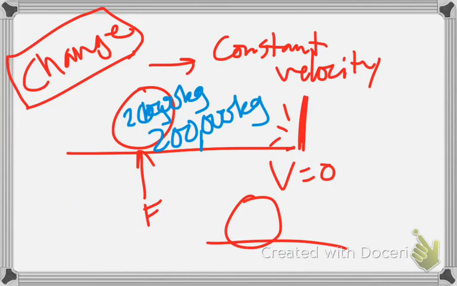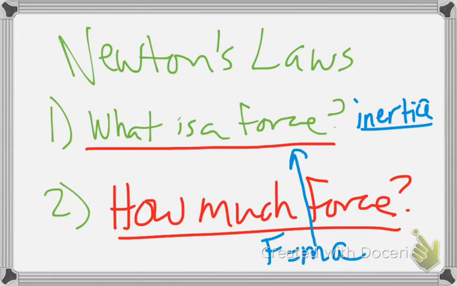So that mass is just telling us how hard is it going to be to get this thing to change its motion, to get it to start moving, to get it to stop moving, anything like that. So mass and inertia are the same thing. Okay? If you wanted to measure an object's inertia, you would measure its mass.